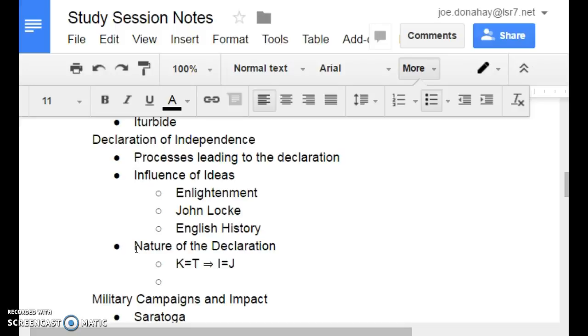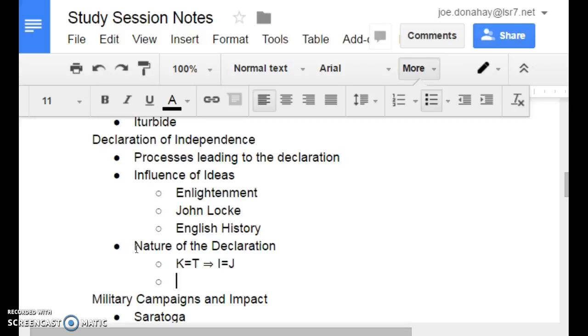It says that when in the course of human events, and they're listing the reasons for their independency, if the King of England is a tyrant, then independence is justified. And they cite English history, they cite the Enlightenment in general, and specifically John Locke. Indirectly, they cite all those things as precedent.